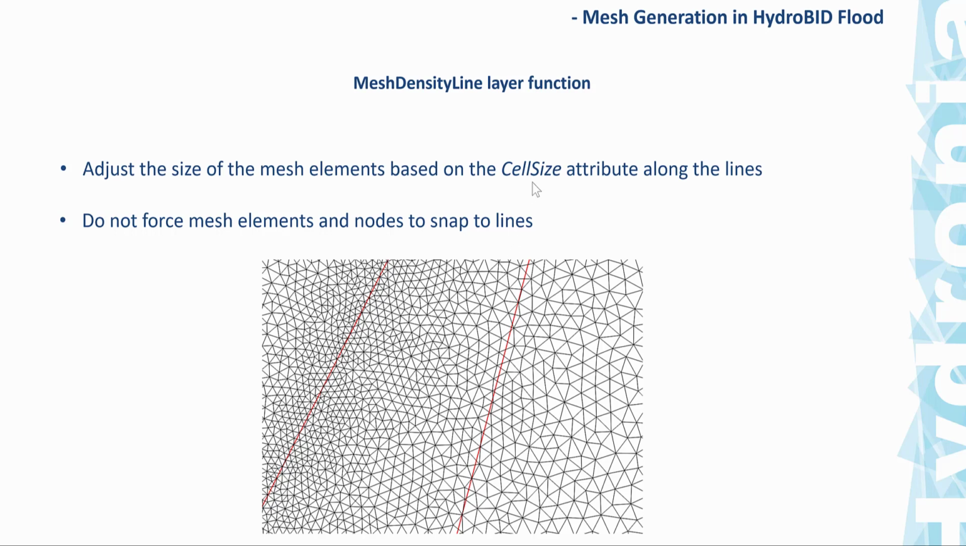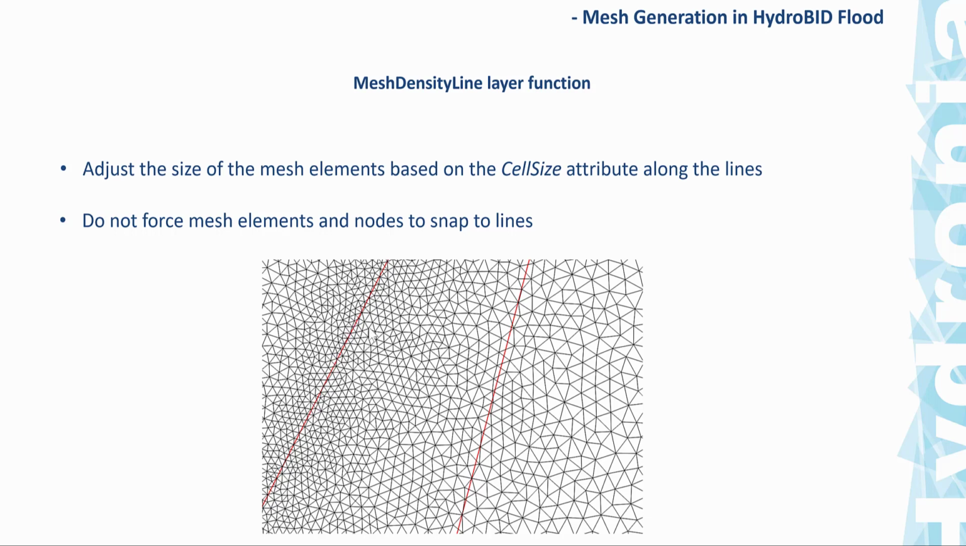So you can play with the cell size attribute of each polyline in the mesh density line layer to refine the mesh along the lines that you can draw. So these are very useful tools to have higher resolution in areas where you want smaller cells. One of the main characteristics of these mesh density lines is that they do not force the mesh elements and nodes to snap to the lines. As you can see, the cell size can be different, but the elements essentially cross the lines.